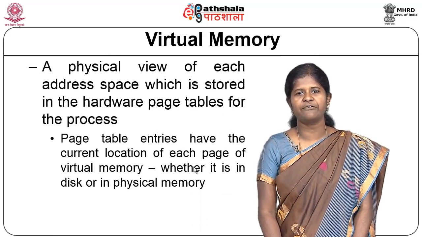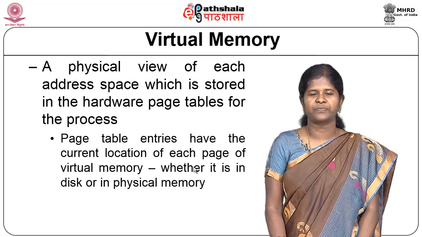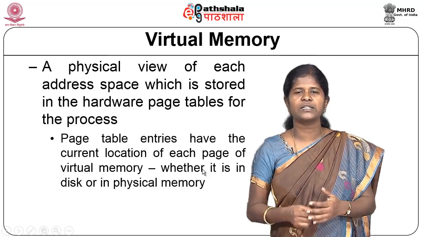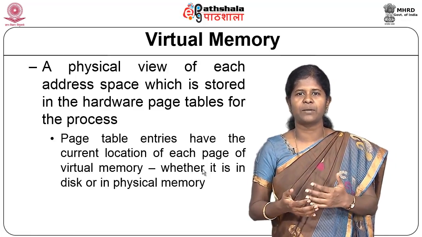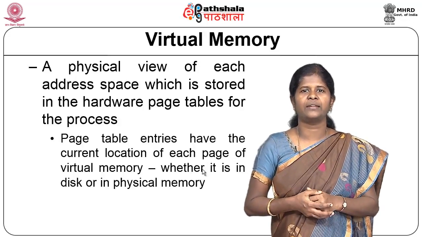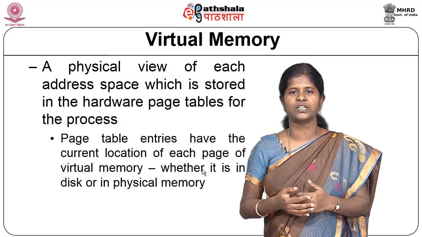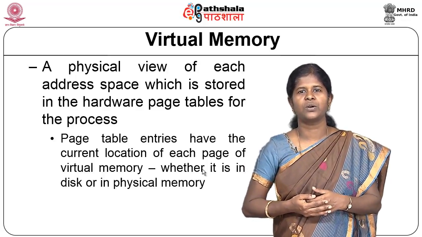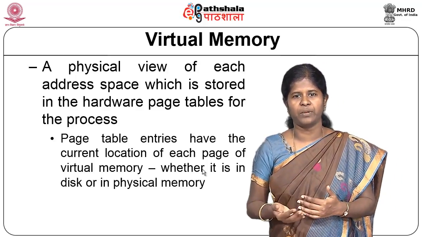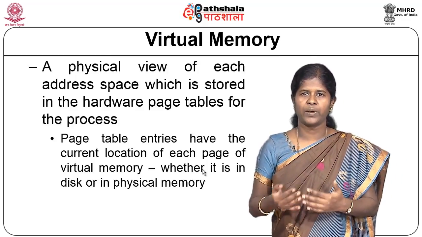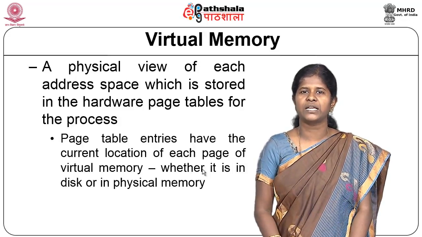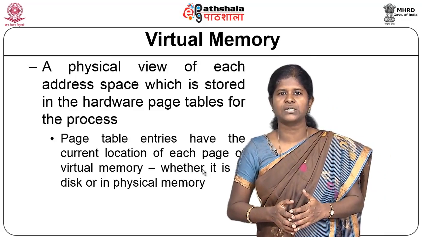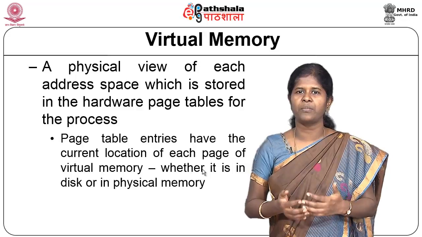The second view is the physical view of each address space, which is stored in the hardware page tables for that particular process. Here the process is looked at as comprising a number of pages, and the locations of where the pages are kept are entered in the page table. The pages can either be kept in the main memory or on the disk. Wherever it is kept, the location is maintained in the page table. So, this view looks at the process as comprising a number of pages.